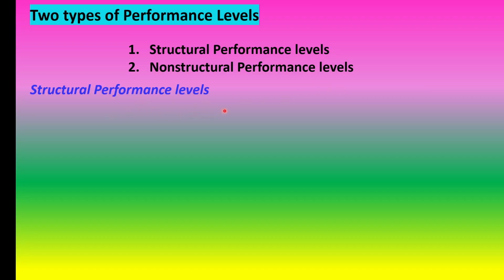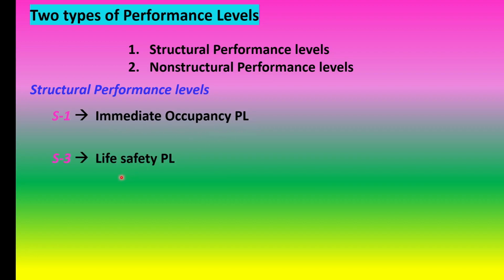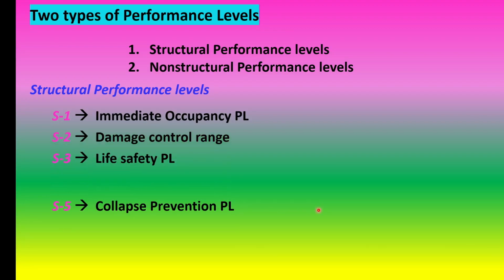So, the structural performance levels are like this. S1, S standing for structure, and one is the serial number 1, corresponds to the nomenclature immediate occupancy performance level. S1 is immediate occupancy performance level for structure. S3 is structural life safety performance level that we have studied in the previous slide, and S5 is the collapse prevention performance level. So, what happened to S2 and S4 in between? Those are the ranges. So, you have the S2 damage control range and S4 limited safety range.